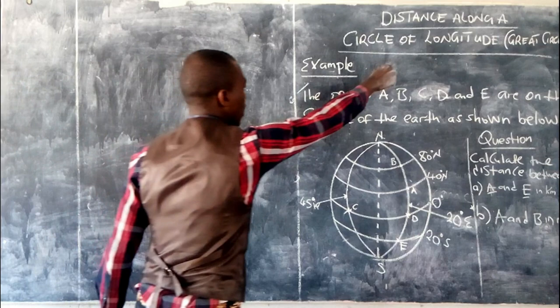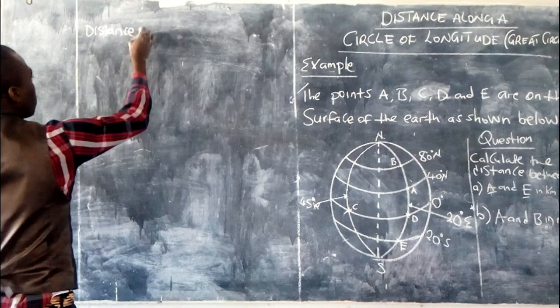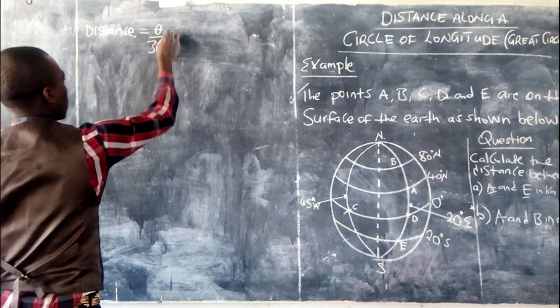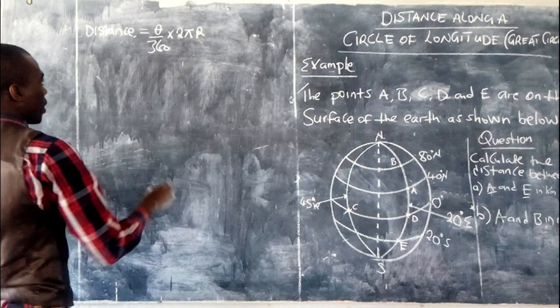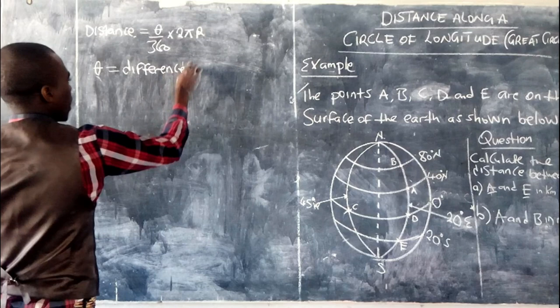Now, as the title suggests, we are dealing with the what? The longitude. So the formula to use here is simply distance equals theta over 360 multiplied by 2 multiplied by pi multiplied by capital letter R. Now let's look at the meaning of this formula. This theta here means difference in latitudes.